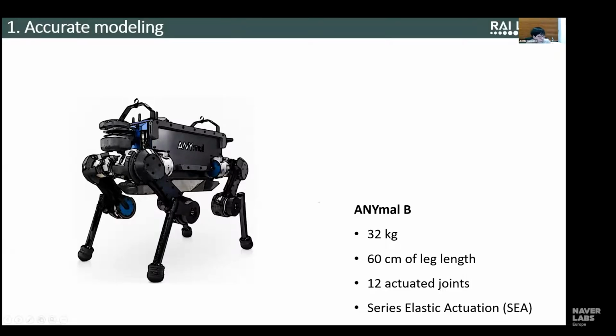If I give you a short list of specs, it's 32 kilograms. We call this a medium-sized dog, but it's actually a bit big. The leg length is 60 centimeters. We have 12 actuators, and they are driven by series elastic actuation. If you don't know what that is, it's a mechanism that has a spring at the end. Instead of just a motor and gearbox, we have an additional compliant element at the end. Using this element, you can control the torque by compressing it. By Hooke's law, how much you have to compress the spring determines the right amount of torque, and that's what we do here.